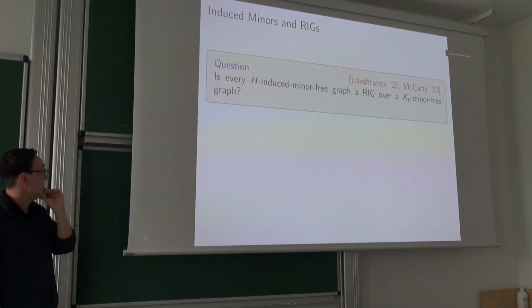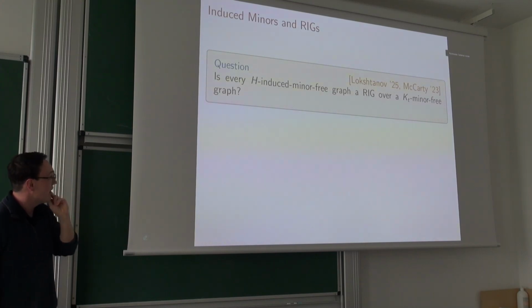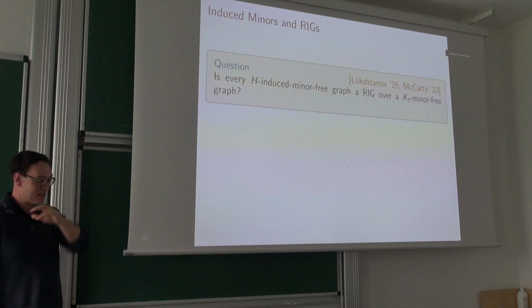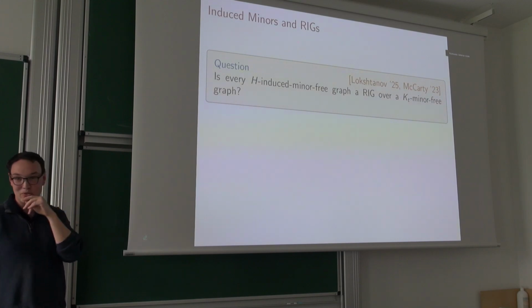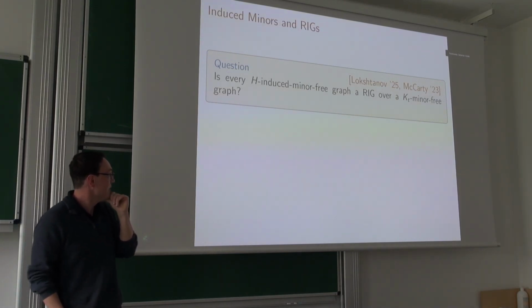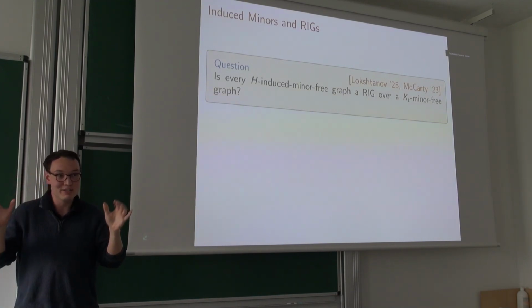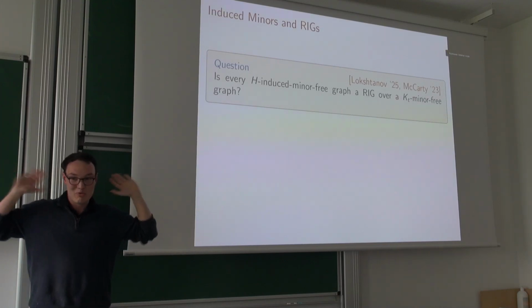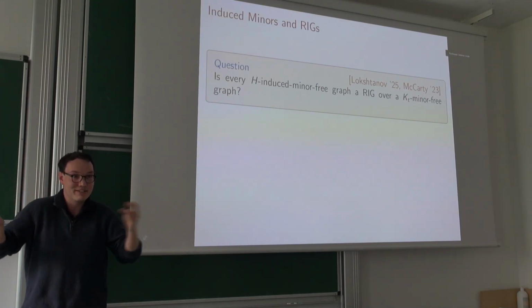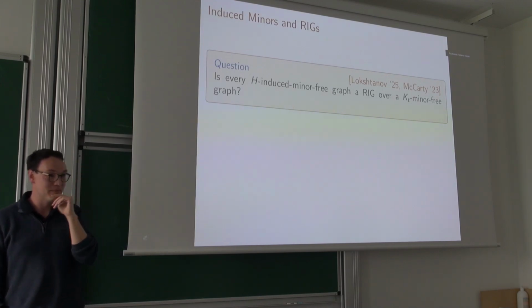So this was a question circulating in the community. We were able to find two different people who conjectured it or asked the question, Daniel Lokshtanov and Rose McCarty. But there's been a lot of people interested in this, because if this conjecture is true, it would be amazing. It would imply lots of different things about the structure of induced minors.